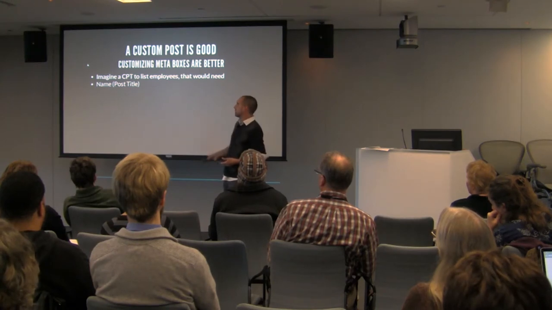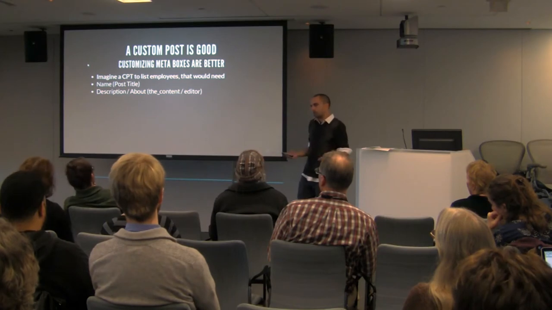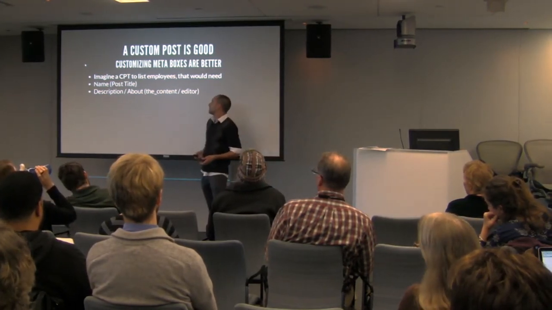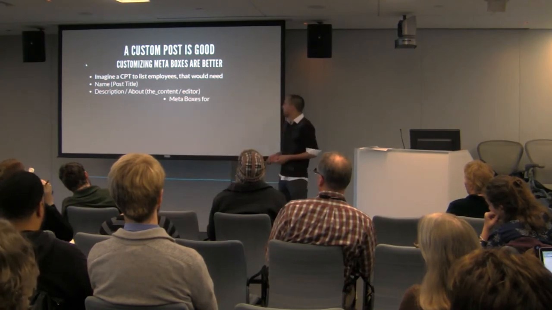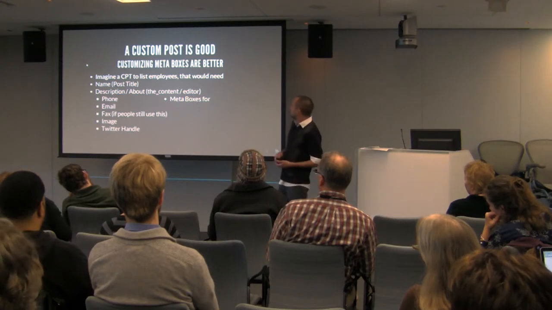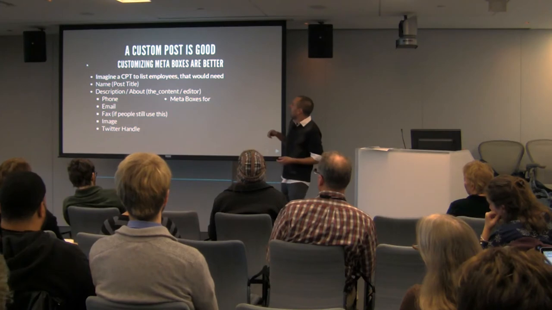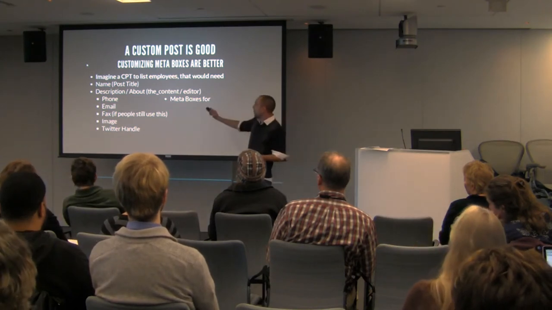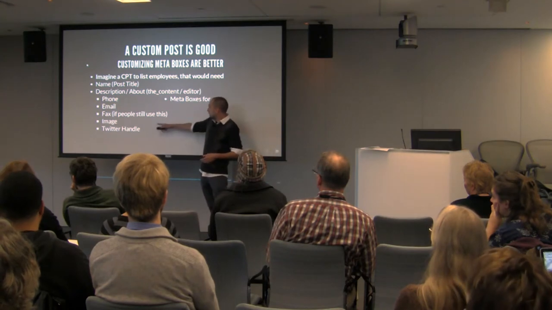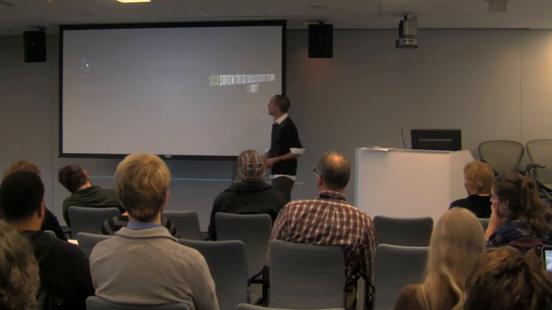We could use the post title for that. We should give them a description, because they're people and they deserve recognition. We will use the editor, which for developers is simply the content. And we will have meta boxes for my really bad CSS for phone. You don't want me designing anything. For phone, email, fax, if people still use that, images, maybe a headshot or something like that, a Twitter handle, whatever you want it to be.